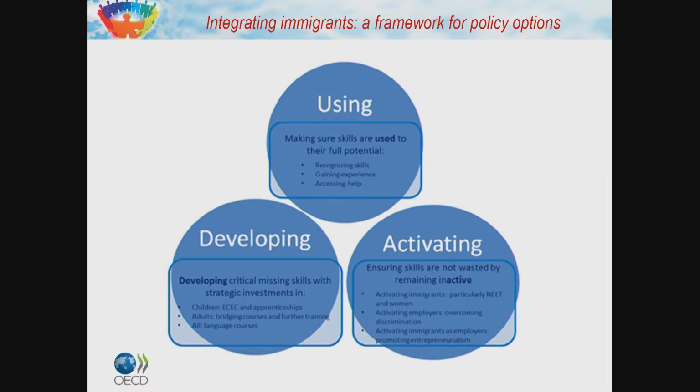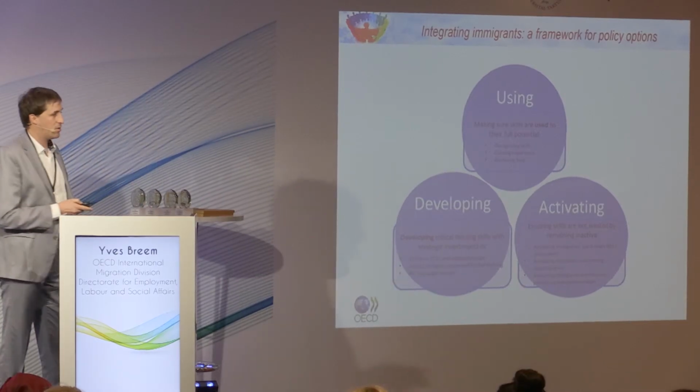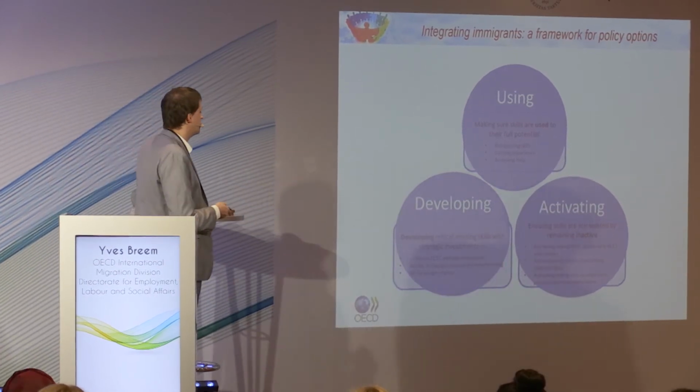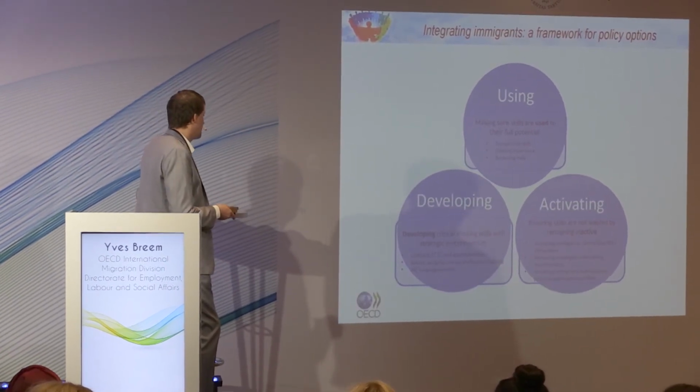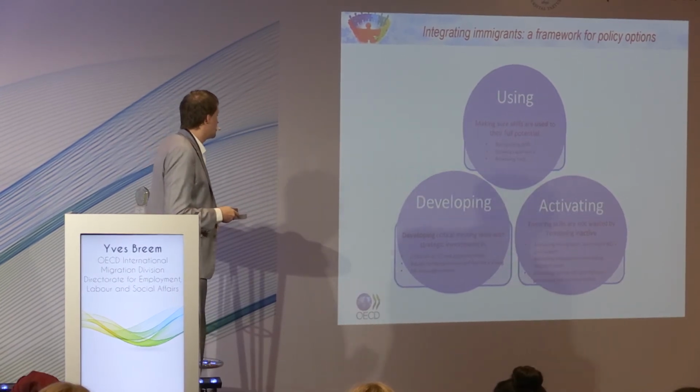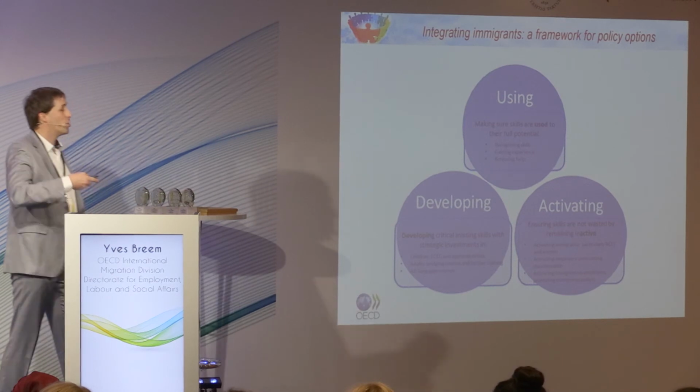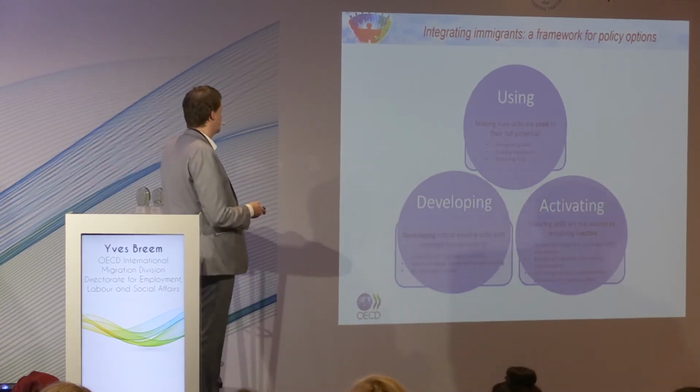The first thing is using the skills of immigrants, making sure that their skills are used to their full potential by recognition of foreign qualifications, by gaining experience, and by accessing help. We also need to develop their skills, developing critical missing skills with strategic investment in language courses, access for children to early childhood education, which we haven't talked about but is a real issue in many OECD countries, and apprenticeships, and for adults, offering bridging courses and further training to upskill.